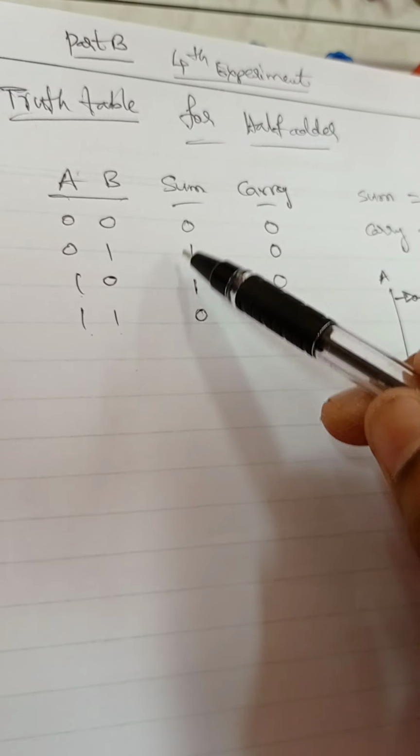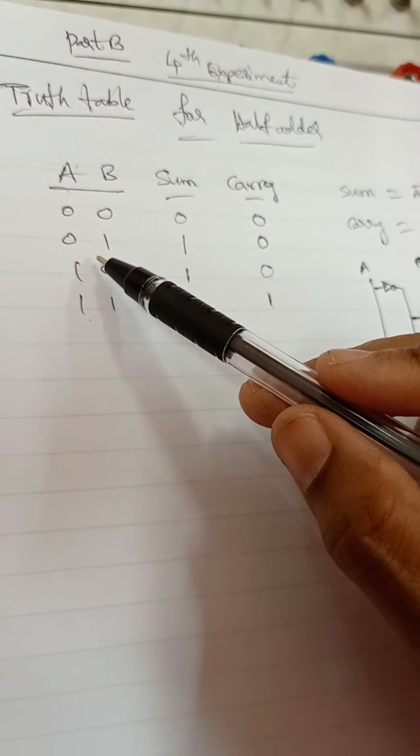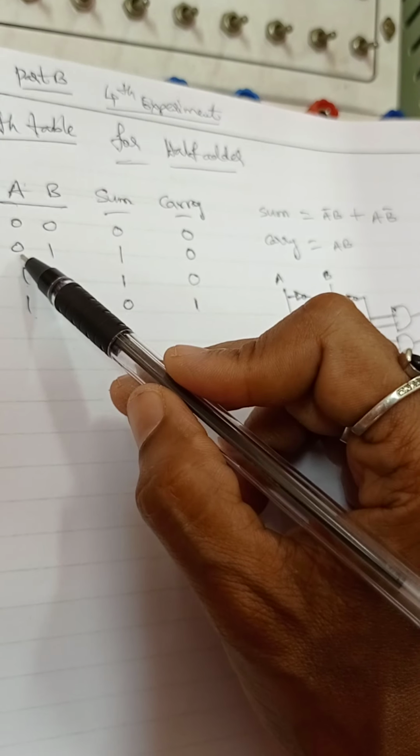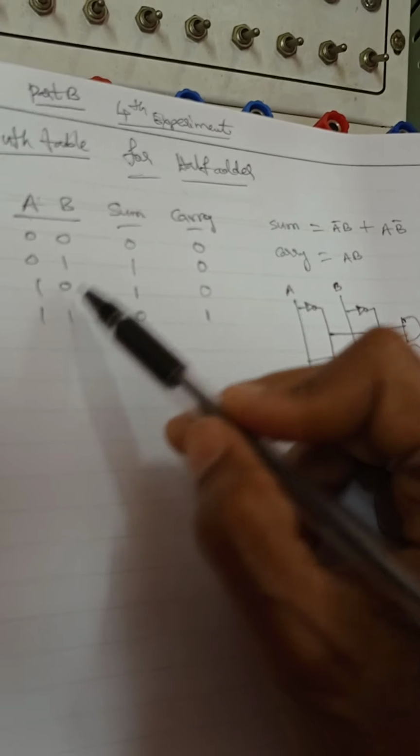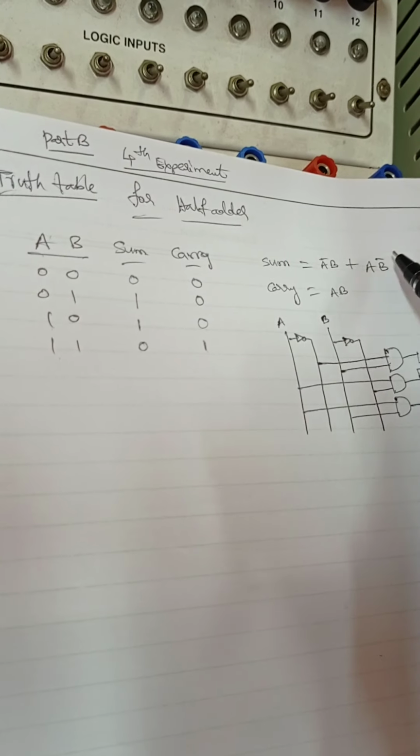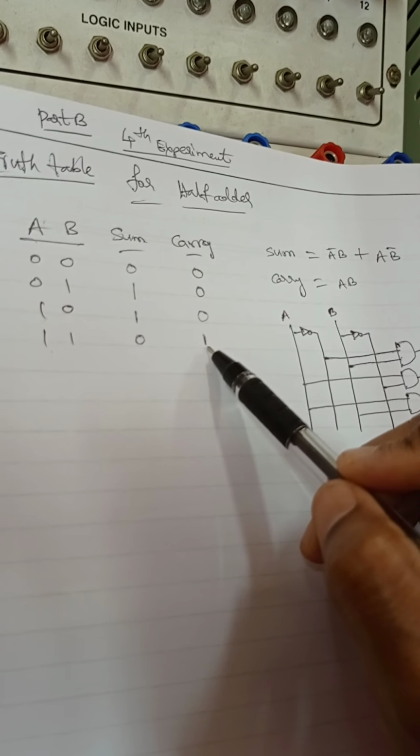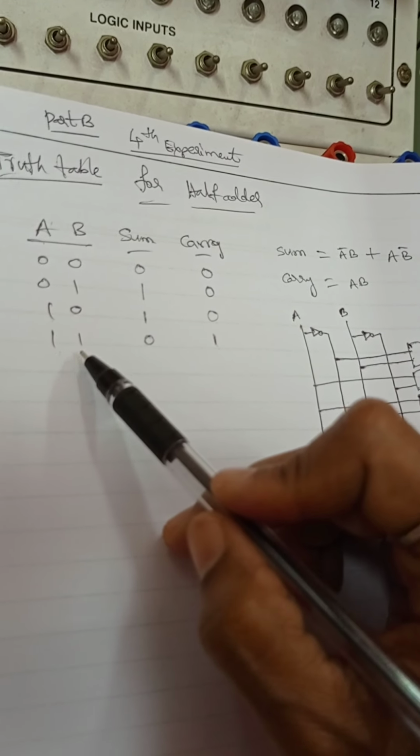For these high outputs, we will write the expression for sum. Sum is equal to: here 1 means here A is 0, B is 1, so A bar B, plus A is 1, B is 0, so A B bar, where 0 means B bar. Now in the same way we will write the expression for carry, that is only one output, so that is AB equal to 1. So directly the expression is AB.